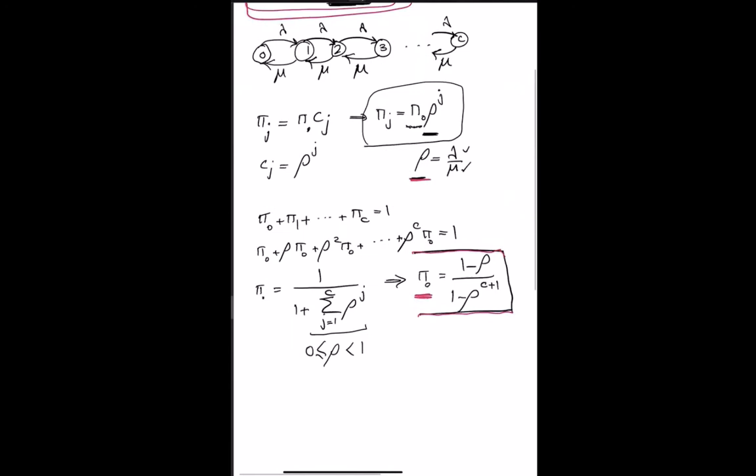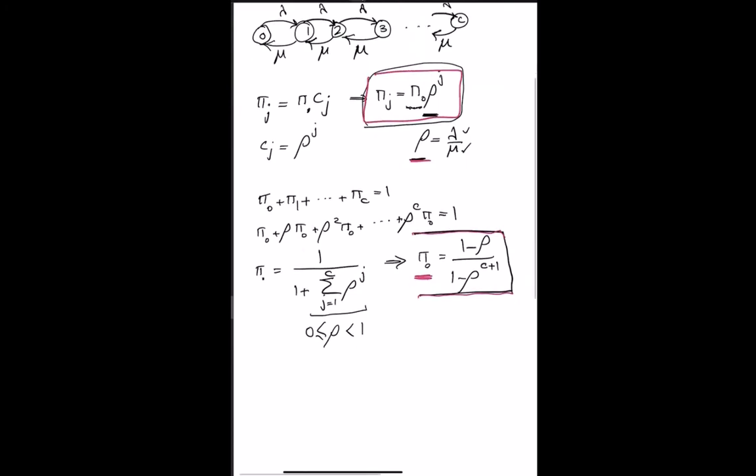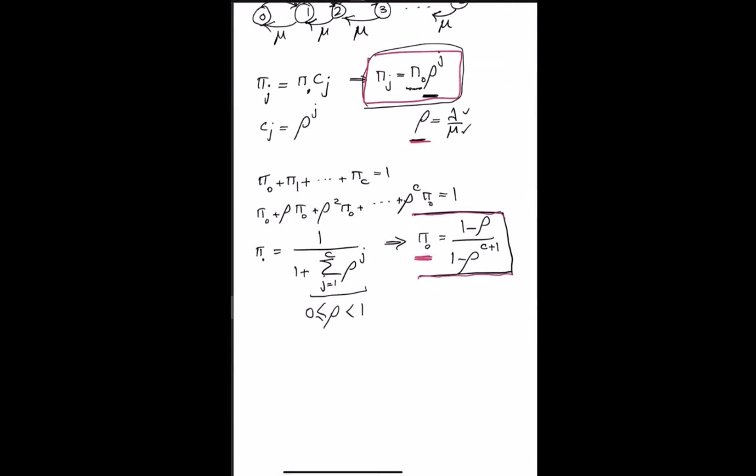Okay. So that's going to be pi 0, and if I have pi 0 and I also have the value of rho, then I can calculate the value of pi j, which is the probability of having j people in this system.